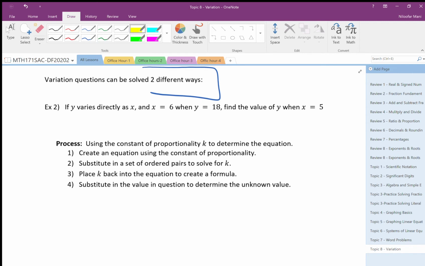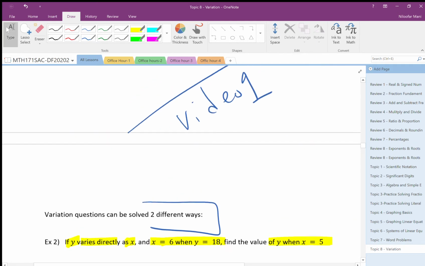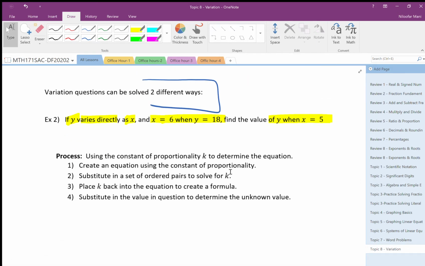It says, if y varies directly as x, and x is 6 when y is 18, what is y when x is 5? It's exactly like what I talked about in the first video. I have situation number one, and I have situation number two. One of them is missing in these four things, and I want to find it. I need to know varies directly or indirectly.